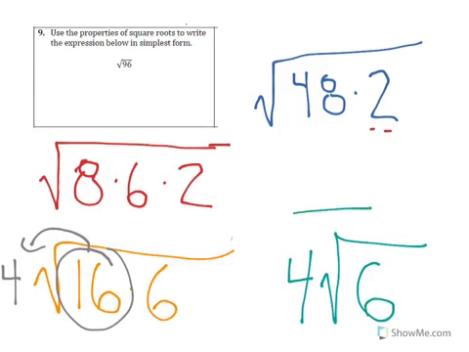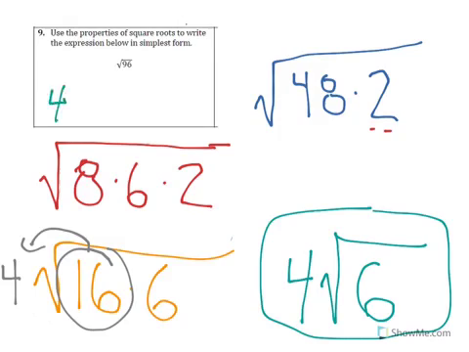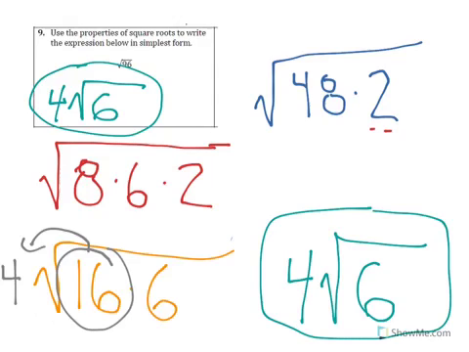4 root 6. And if you look on a calculator, you should see that these are the exact same, unless I got it wrong, in which case they wouldn't be the exact same. But assuming that they are, and that that's the right answer, there you go.